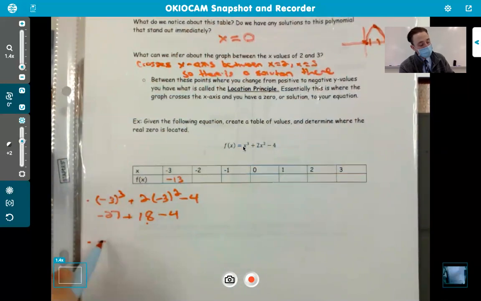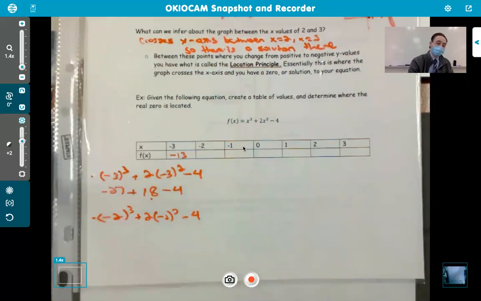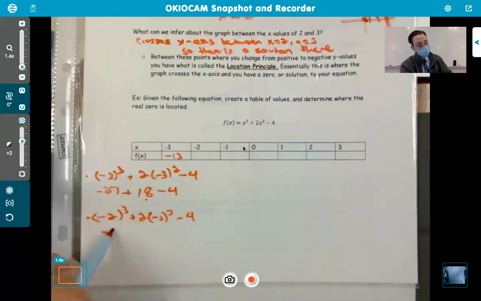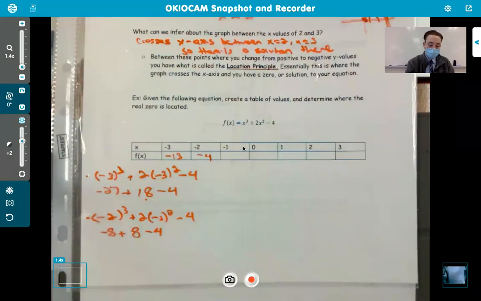I'm just going to show another one. I'm not going to do it for each one, but I would do this again, plug in -2. I have -2 cubed plus 2 times -2 squared minus 4. -2 cubed is going to give me -8. Again, use a calculator or any kind of app that's going to help you solve these. 2 times -2 squared is +4. 2 times 4 gives me 8 minus 4. Well, it's -8 plus 8. That's going to give me 0. 0 minus 4 gives me -4. Okay.